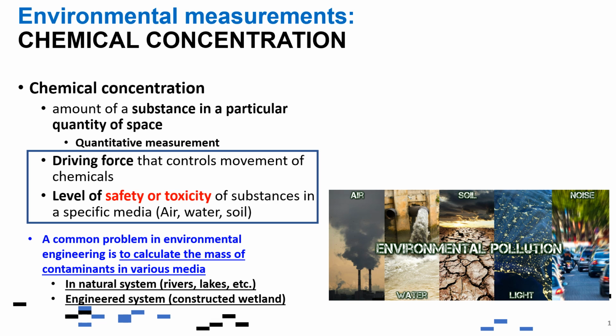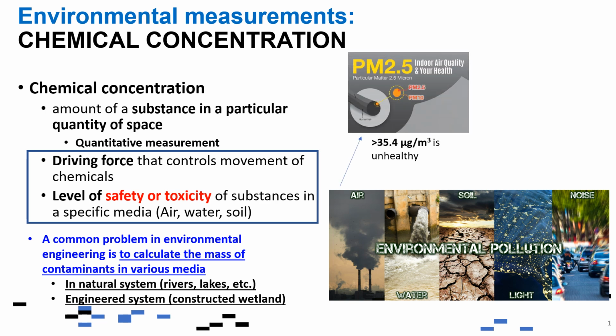toxicity. For example, atmospheric particulate matters such as PM2.5, or particulate matters that have 2.5 microns in diameter, are often included in air quality reports. As these are extremely fine particles, they stay longer in air and have higher tendency for humans to inhale and can potentially penetrate the lungs and cause diseases. Particulate matters in air are reported in units of microgram per cubic meter. PM2.5 concentration greater than 35.4 micrograms per cubic meter is considered unhealthy.